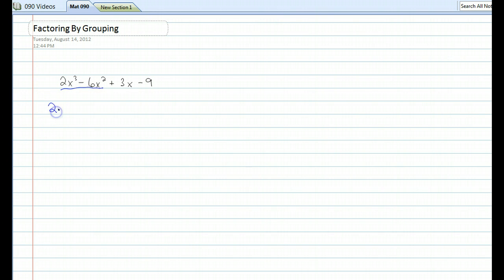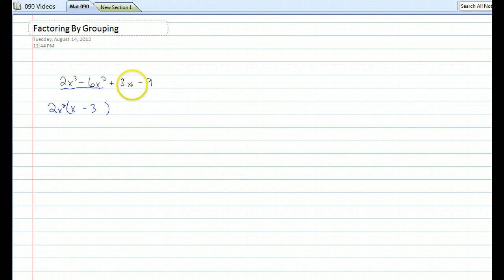I'm going to take out a 2x squared just from those 2 terms, forgetting about these last 2 for a moment. Well, if we're going to pull a 2x squared out of 2x cubed, what are we left with? Just an x. If you're going to pull a 2x squared out of a negative 6x squared, you're left with a 3. And you can verify that by imagining what would happen if you multiplied the 2x squared back through the parentheses. You get what you started with.